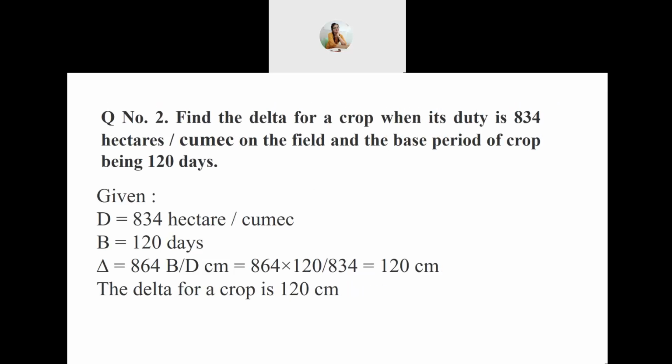Okay. So next, question number 2. Again we have to find the delta of the crop whose duty is given as 834 hectares per cumec and the base period of the crop is 120 days. After writing the given, we deduce the values, then we substitute the values and we find the answer, which is found to be 120 centimeter. All you have to do is just remember the formula for delta while solving the simple sums.